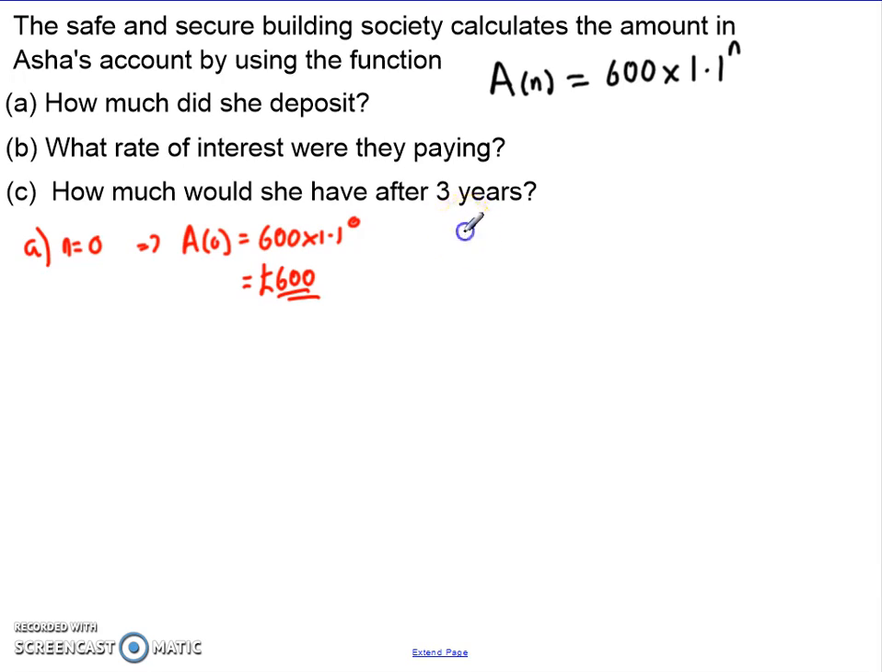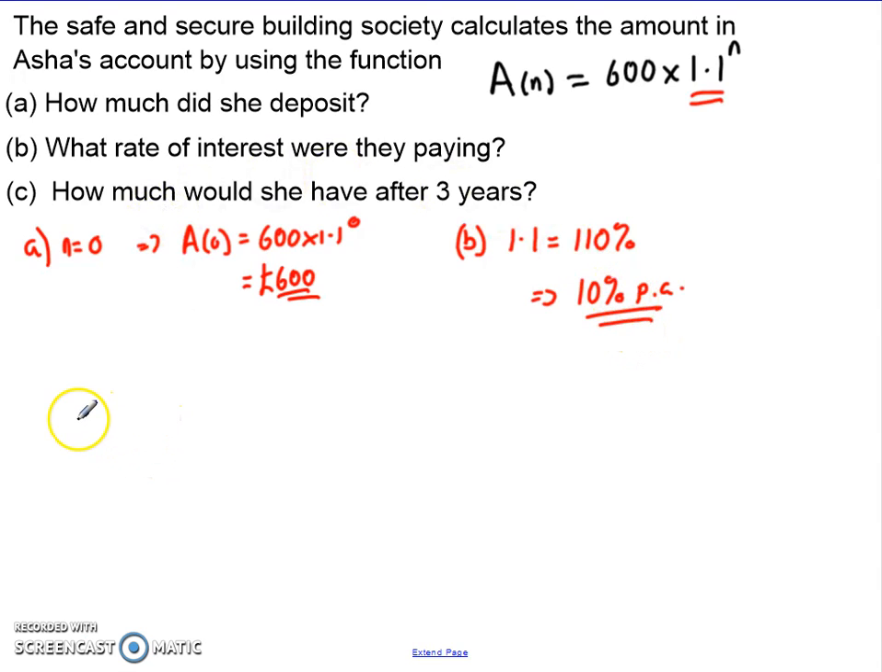The second part is what rate of interest they were paying. Now, thinking about rates of interest in an account, it's usually given as a percentage. So you're going to get this percent interest per year, per annum, on your account. Now, to look at the rate of interest, we look at the second part. We're multiplying by 1.1, so what we've got to do is take this decimal and turn it into a percentage. So if we multiply that by 100, we get that she's got 110% in the account at the end of every year. So now we have to look at that and say, right, that's adding 10% on, so therefore her rate of interest is 10% per annum, per year. So the interest she's getting added on is 10% of the amount in the account from the year before.